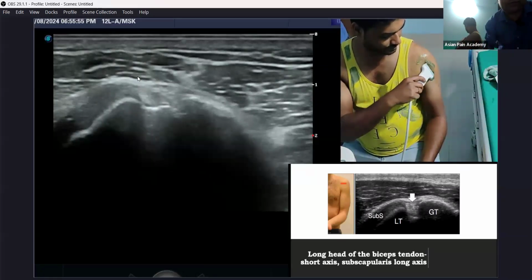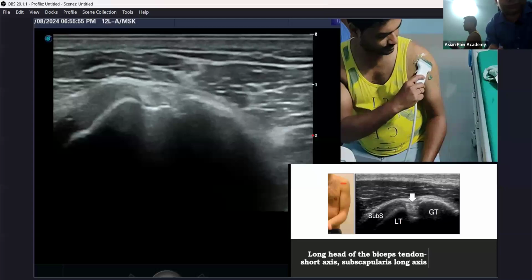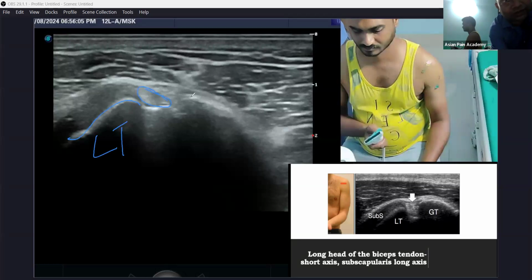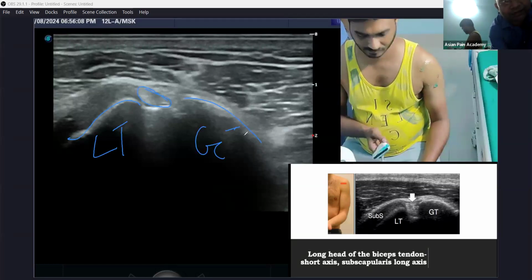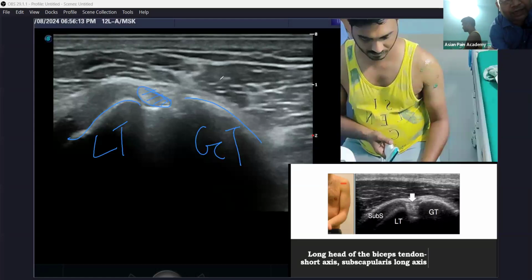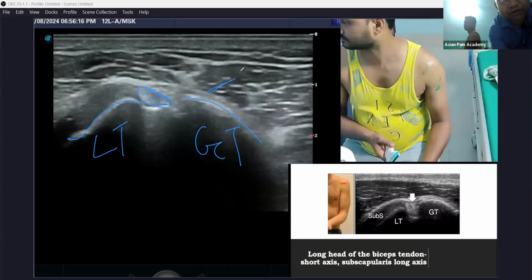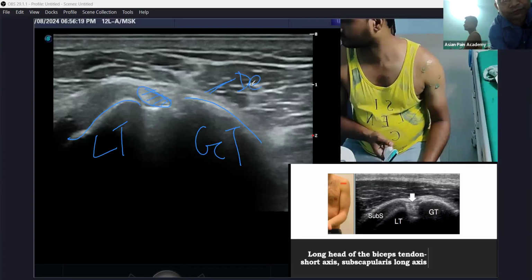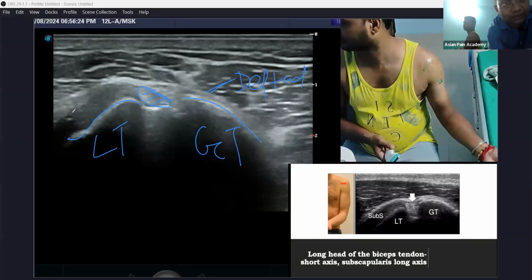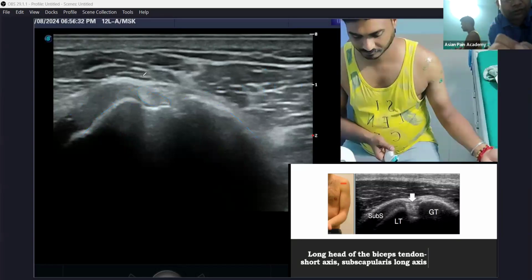This is the tendon area. Okay. This is the lesser tuberosity. This is the greater tuberosity. In between is the tendon. And on this side we are seeing only the deltoid muscle. Here we are seeing the subscapularis muscle also, but that we will talk about later.